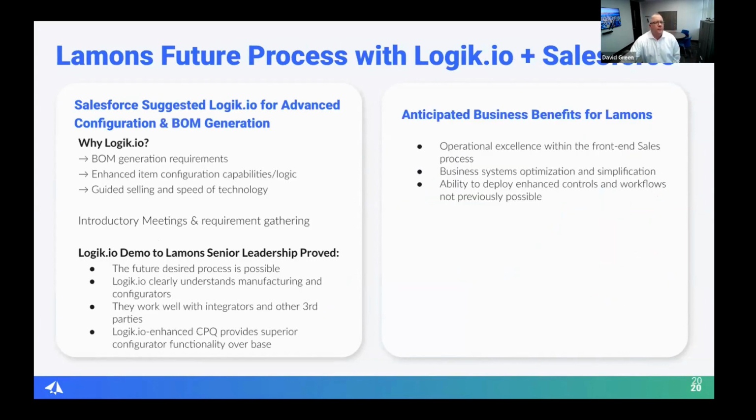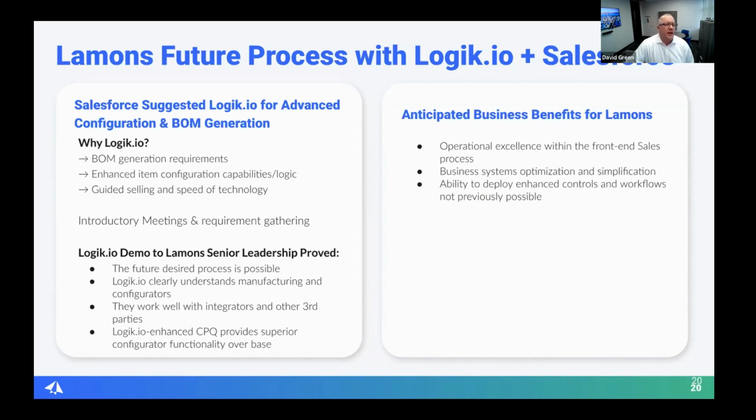So for us, why Logic.io? Chris talked about some of this already, so I'm just going to reiterate it. For Lamons, what was really important was the BOM generation requirement. We're going to be taking a bill of material that is assembled using Logic.io technology and outputting that through our interface to our on-site ERP to feed the job orders that are released onto the shop floor.